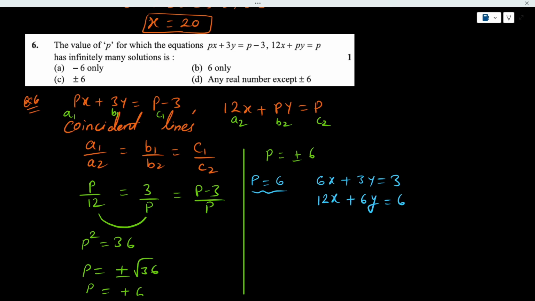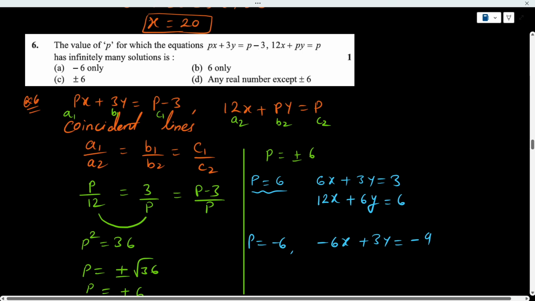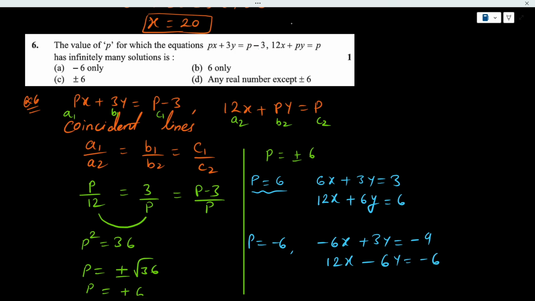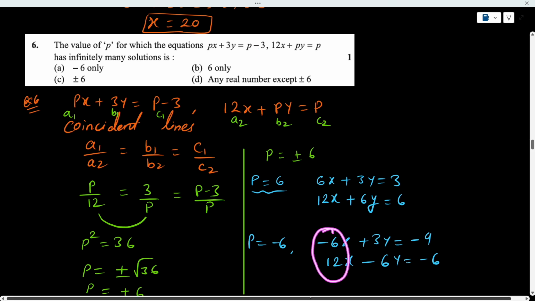Now let us check for P equals minus 6 also. If I substitute, what are your equations here? Minus 6x plus 3y, and minus 6 minus 3 is going to be minus 9. Similarly here, what is the second equation? 12x minus 6y equals minus 6. Now here if you check the ratio, right, again I'll check the ratio. Minus 6 by 12 is minus half.